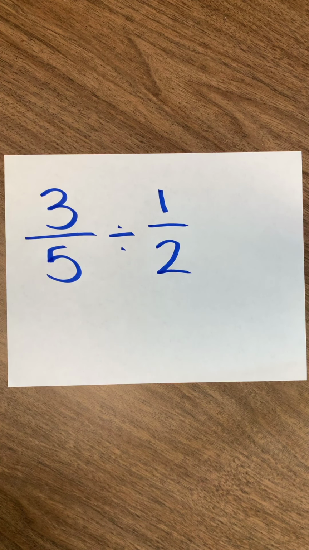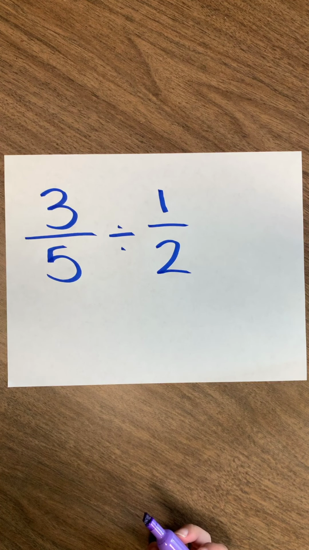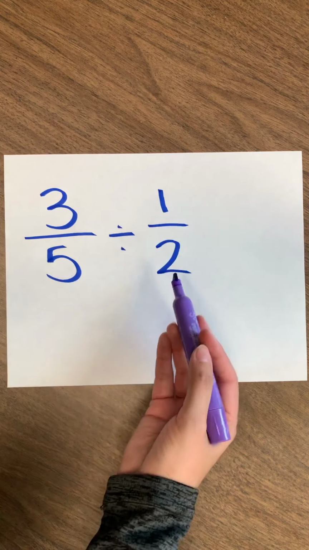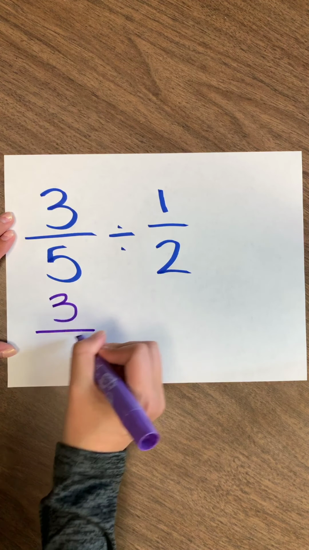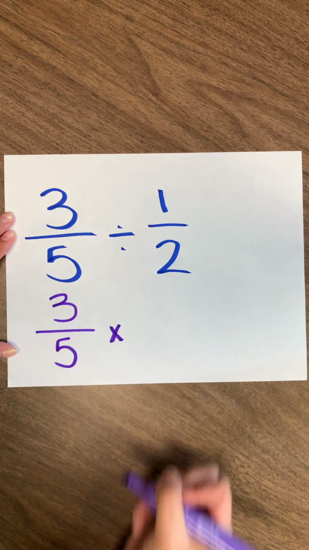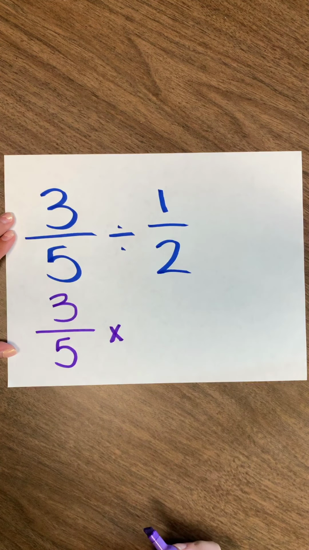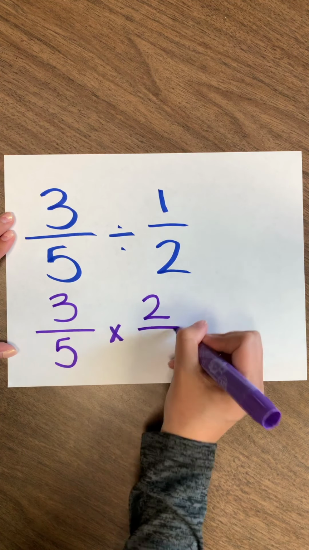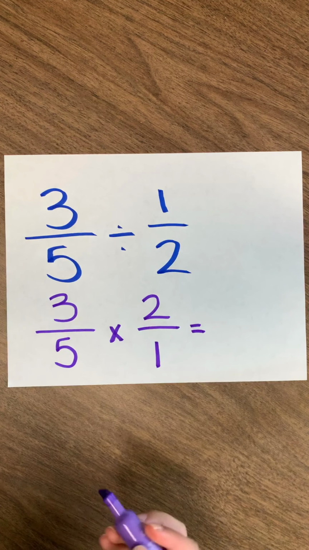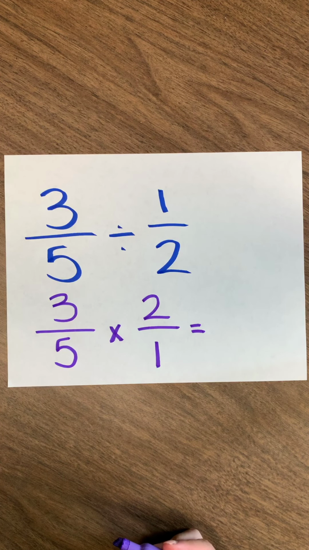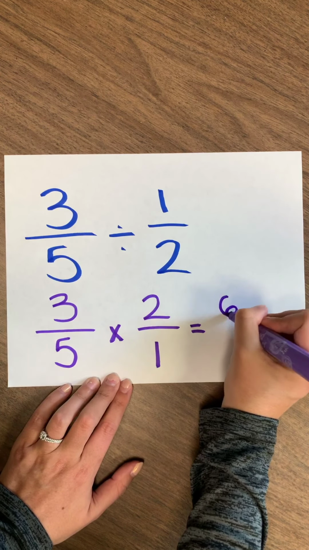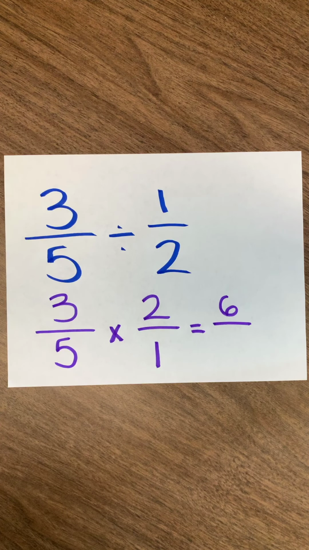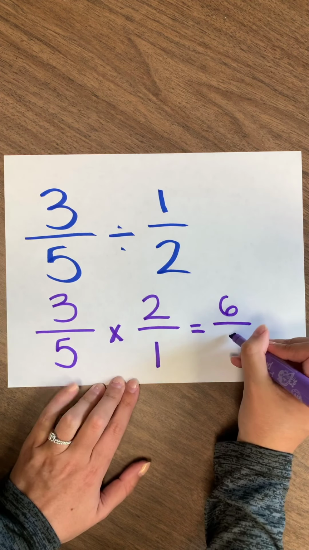So the trick would be to change this division problem to a multiplication problem when you multiply the second fraction by its reciprocal. So we will leave 3/5 alone. We're going to change it to multiplication, but we're going to change 1/2 to its reciprocal by flipping the numerator and the denominator. So it becomes 2/1. So now we have a fraction being multiplied by another fraction. So you begin by multiplying the numerators. 3 times 2 is 6. Then you multiply the denominators. 5 times 1 is 5.